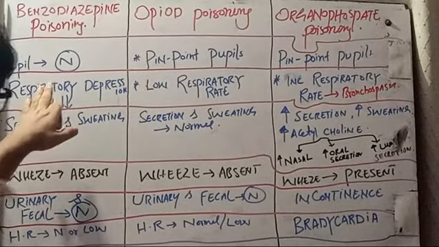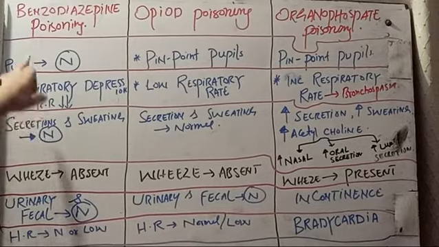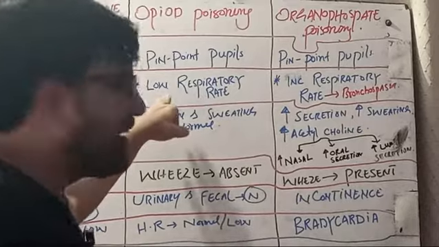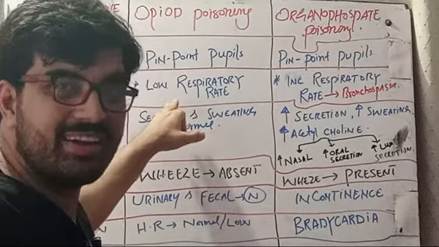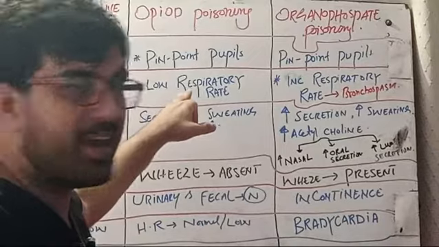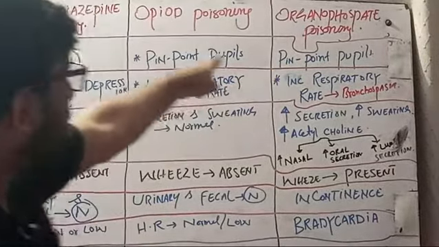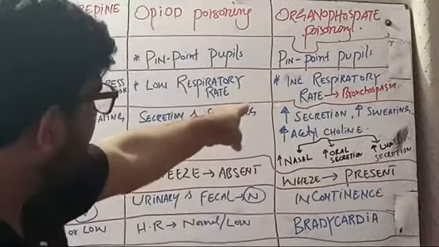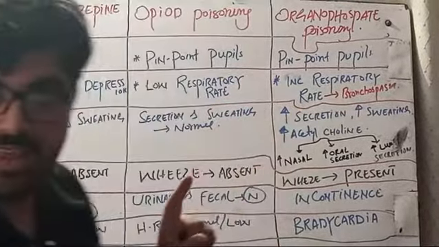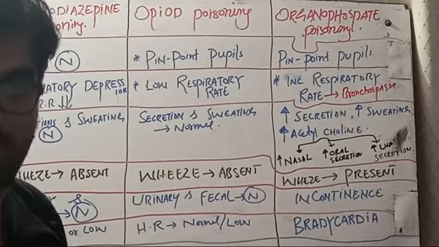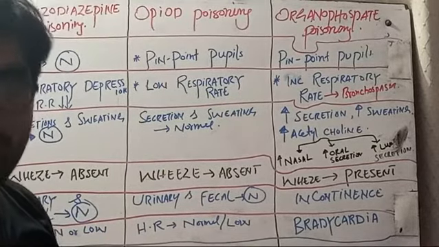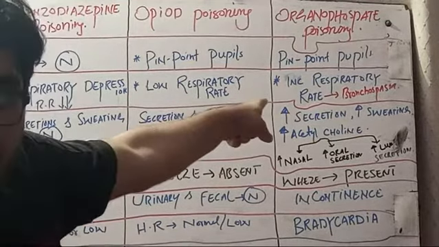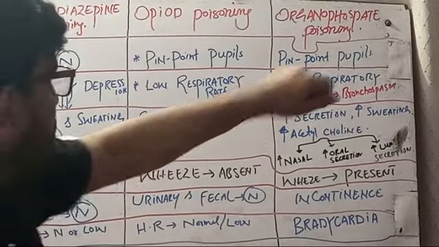What is the effect on the respiratory rate? In the benzodiazepine poisoning, the respiratory rate is decreased. It causes respiratory depression. In the opiate poisoning, it again causes respiratory depression, with a respiratory rate of, for example, 5 per minute or 8 per minute. In the organophosphate poisoning, you have an increase in the respiratory rate. This increase is because of the bronchospasm and because of the secretions lying in the chest. So the person has hypoxia and CO2 retention that leads to the activation of the respiratory center in the brain, and the person has an increased respiratory rate.